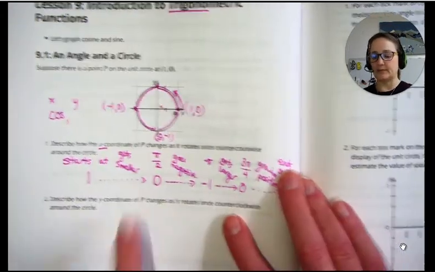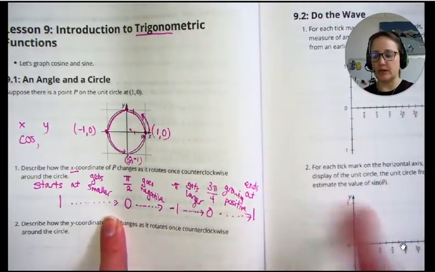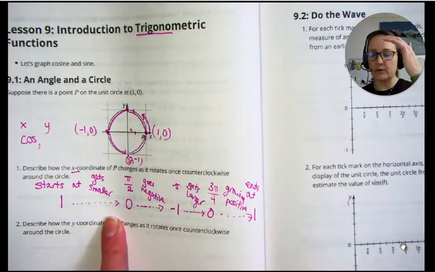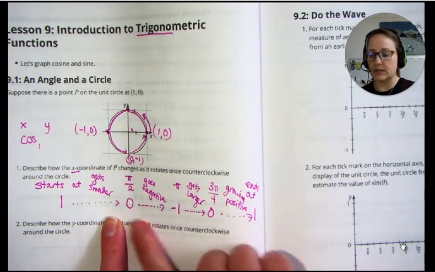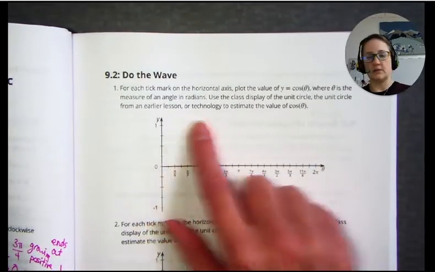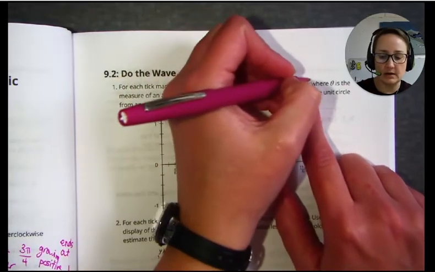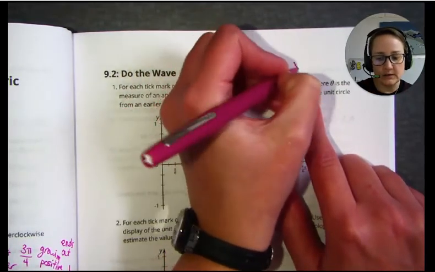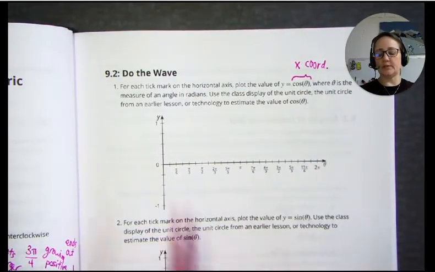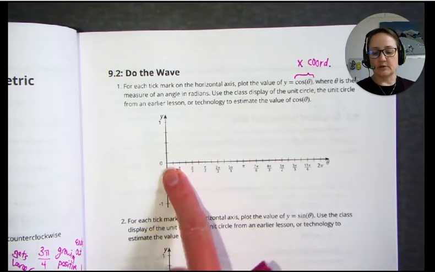So I want to take this information right here, and we're actually going to also do section 9.2 at the same time. As long as we're using this info, let's stay focused on just cosine, okay? Just the x-coordinates. Notice for 9.2, it asks for each tick mark on the horizontal axis, plot the value of the cosine of that theta, that angle. Remember, cosine is our x-coordinate, where theta is the measure of an angle in radians. It goes once around the unit circle from 0 to 2 pi.